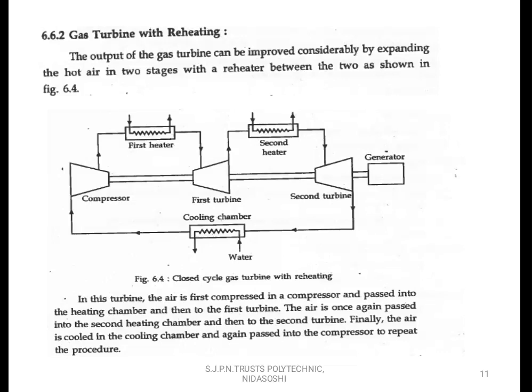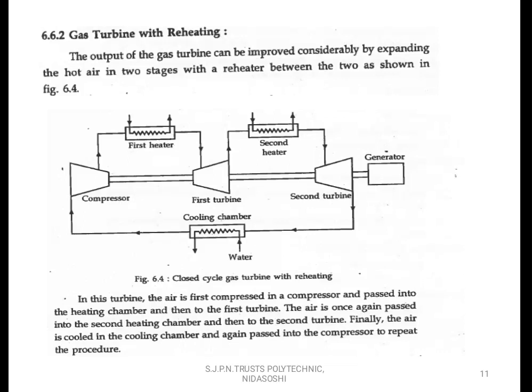then the exhaust air from the first turbine is again heated in the second heater and it is passed into the second turbine, where it expands on the blades and generates the power that is connected to the generator. The exhaust from the second turbine is again passed to the cooling chamber where the temperature is reduced, and from the cooling chamber the air is sent to the compressor to repeat the procedure. So this is the working of a closed gas turbine with reheating.